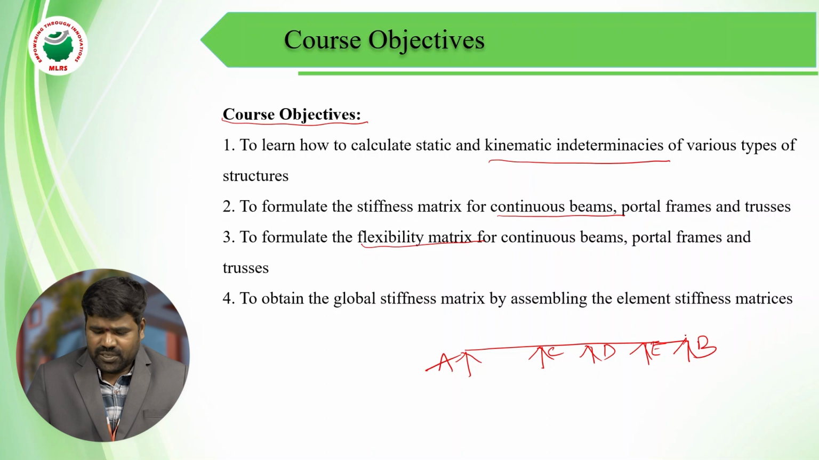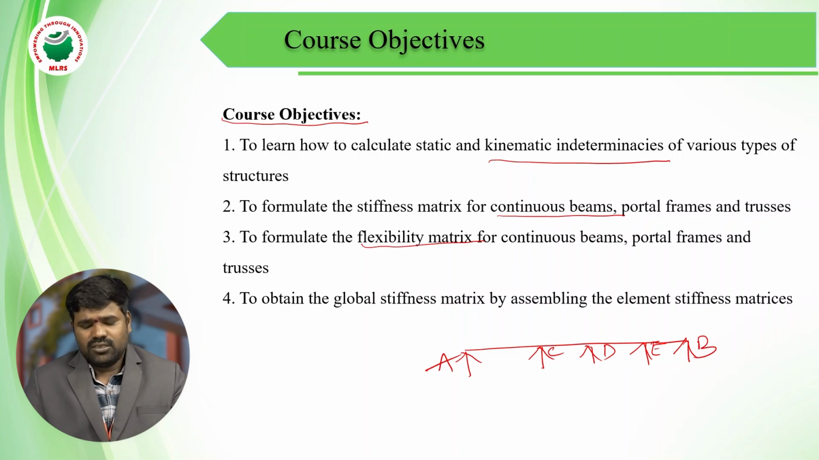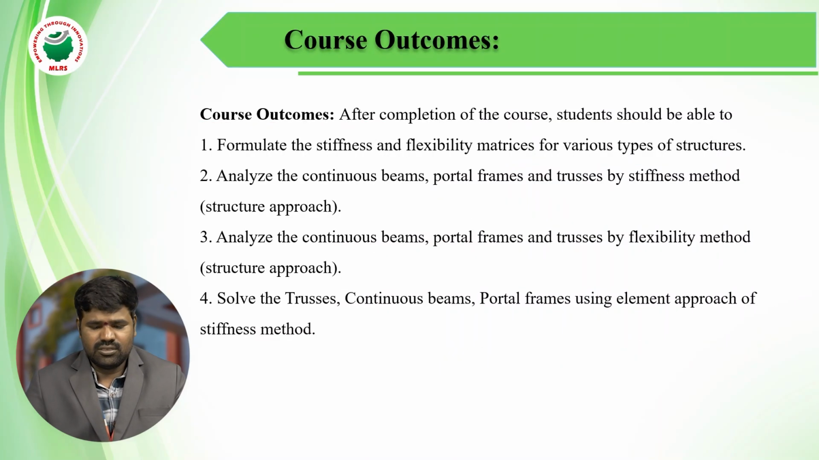Fourth point, to obtain the global stiffness matrix by assembling the element stiffness matrix. These are the course objectives. Course outcomes: after completion of the course, students should be able to achieve these four course outcomes. First, formulate the stiffness and flexibility matrices. Stiffness relates to structure stability, strength and deformations for various types of structures.